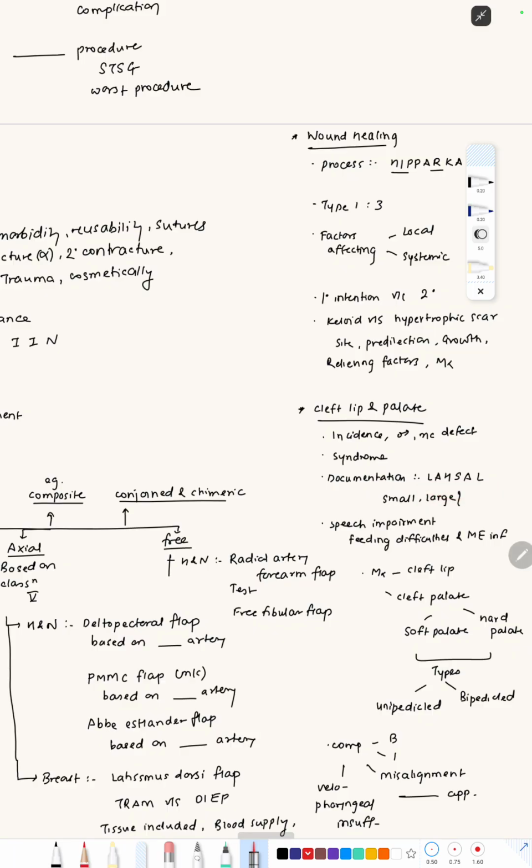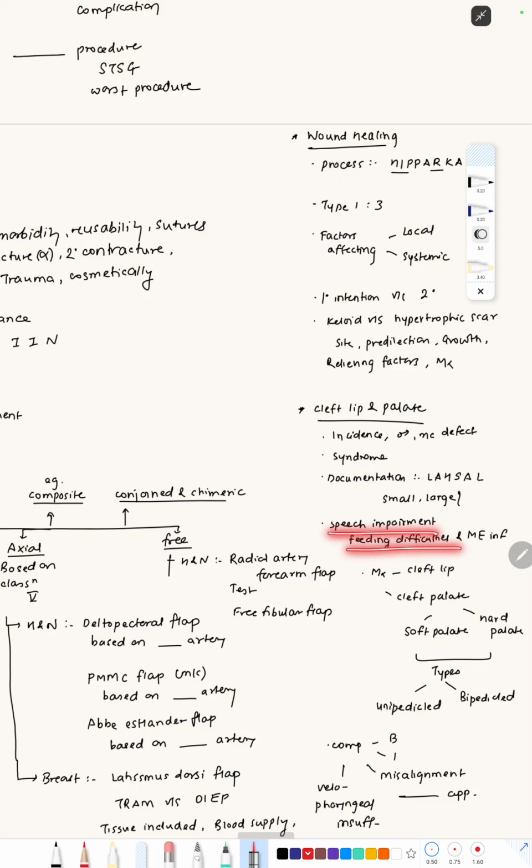L stands for lip on one side, A stands for alveolus on one side, then H stands for the hard palate, S stands for soft palate, A stands for alveolus on the other side, and L stands for the lip on the other side. Now it can be in small letters or it can be in capital letters. So in small letters, it is going to be a partial defect, and in capital letters it is a complete defect.